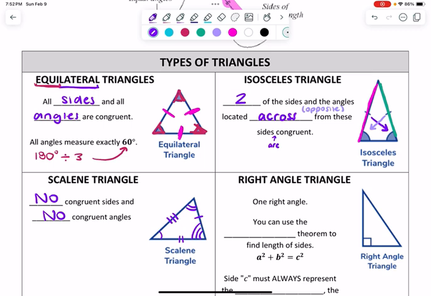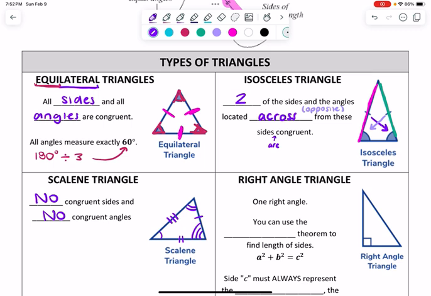Now, fun fact, a right angle triangle can technically be isosceles. A right angle triangle could technically also be scalene, but a right triangle could never be equilateral. Do you know why? Of course you know why.